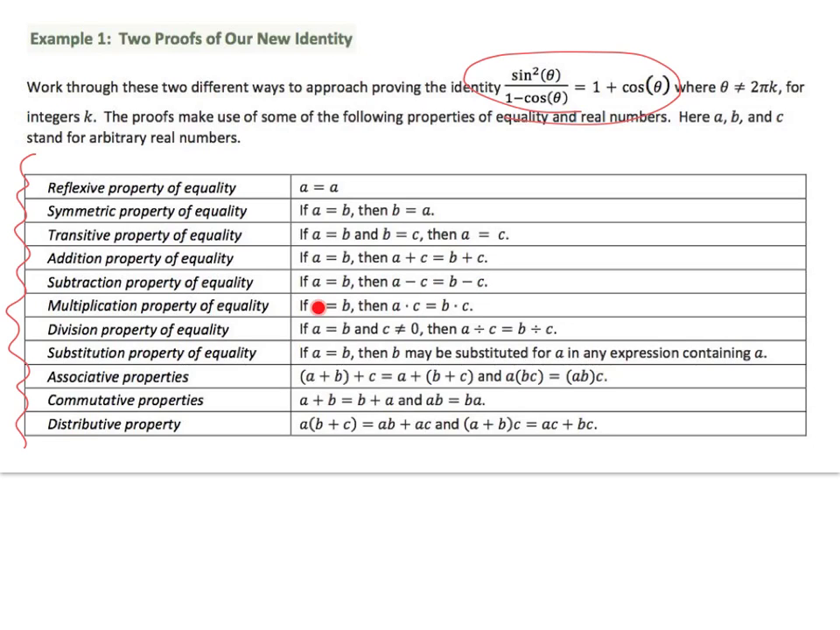Multiplication: I can multiply something on both sides of the equal sign. Division: I can divide both sides of the equal sign by something. Substitution. Associative properties: I can regroup. Commutative properties: I can add and multiply in different orders. And the distributive property. This works for multiplying something through parentheses or factoring something out. This one I've used a lot doing your lesson and your problem set.